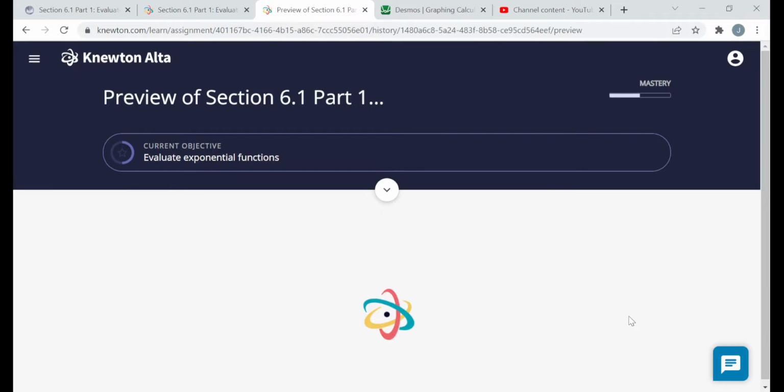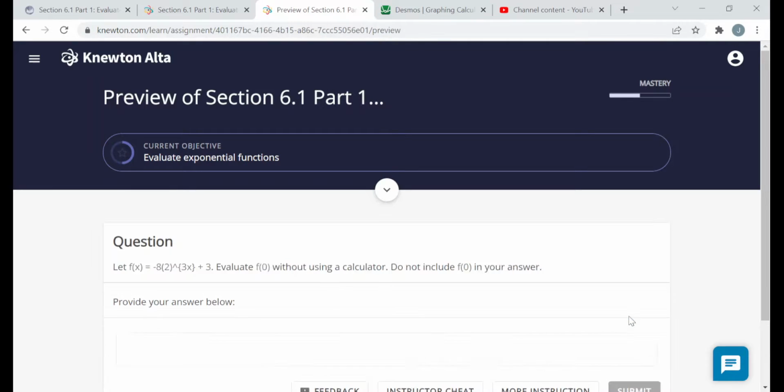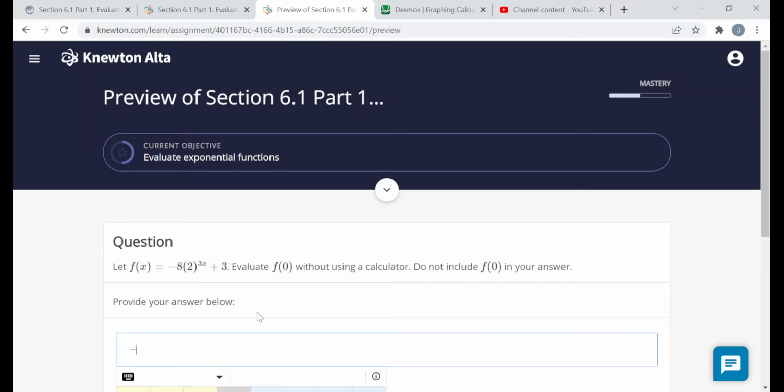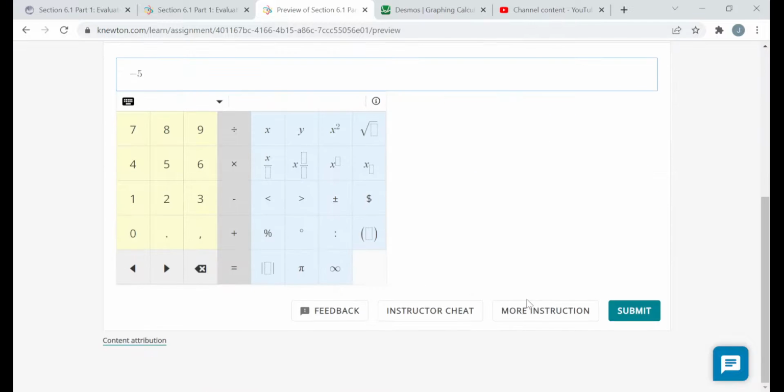All right, next, another evaluation. And again, a very easy one, in my opinion. If I replace x with 0, the exponent here becomes 3 times 0, which is 0. 2 to the 0 power is 1. Then times negative 8 would be negative 8, plus 3 would be negative 5. This function would have an output of negative 5 when the input is 0.